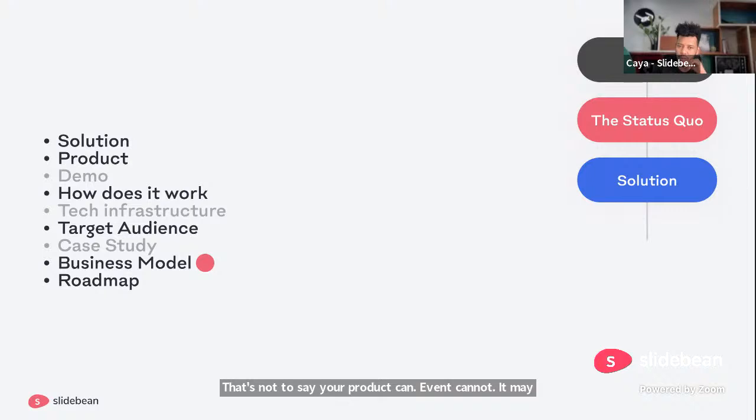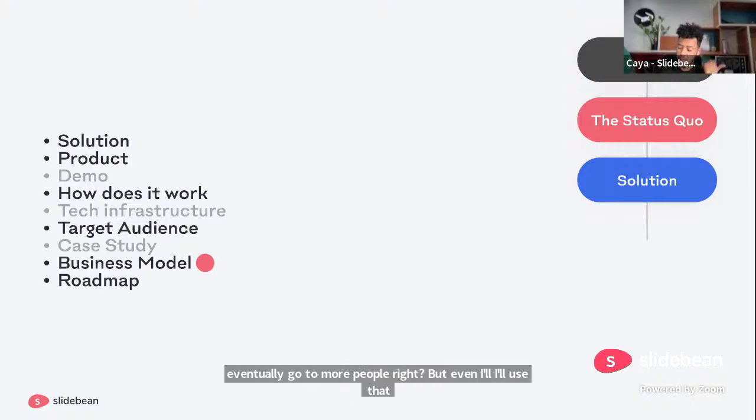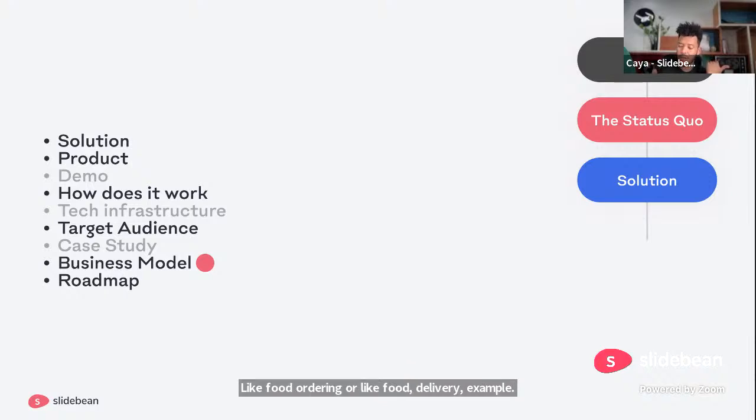But even I'll use that food ordering or food delivery example. I've seen a lot of companies out of California recently, for example, that are trying to target just people who are working from home, who are looking to eat healthy, to eat home cooked meals rather than the fast food that you would normally get on Uber Eats. That's a niche in itself, right? And it shows that you understand that there's a problem specific to those people.